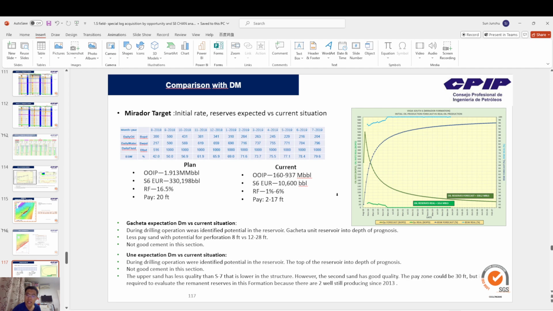The upper sand has less quality than S7. That is lower in the structure. However, the second sand has good quality. The net pay could be 30 feet, but it is required to evaluate the reserves in this formation because there are 2 wells still producing since 2013.